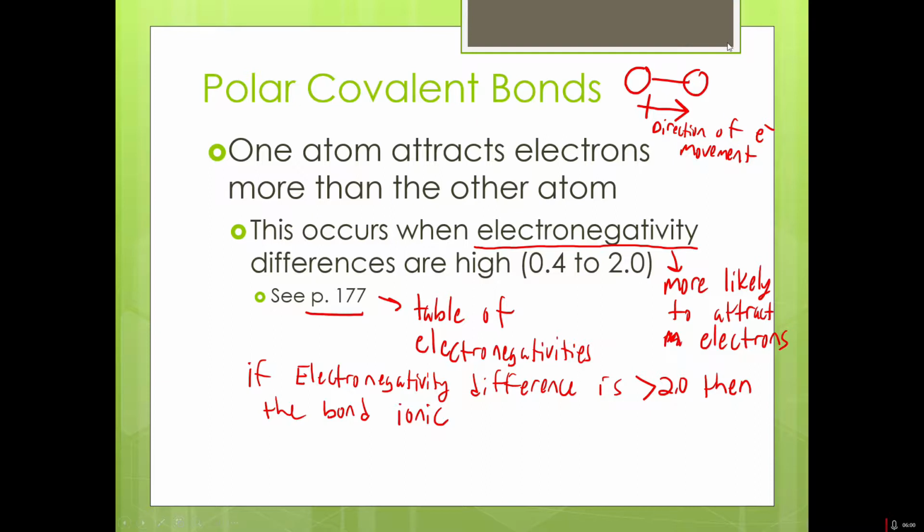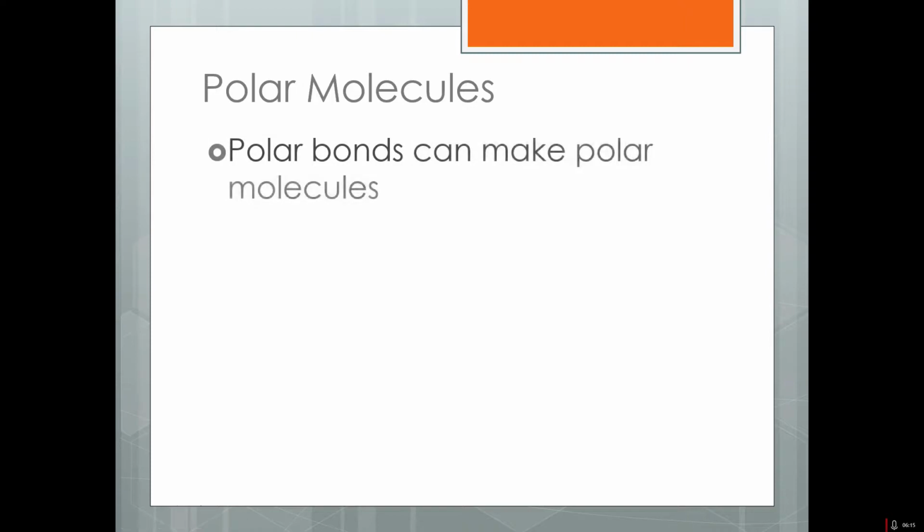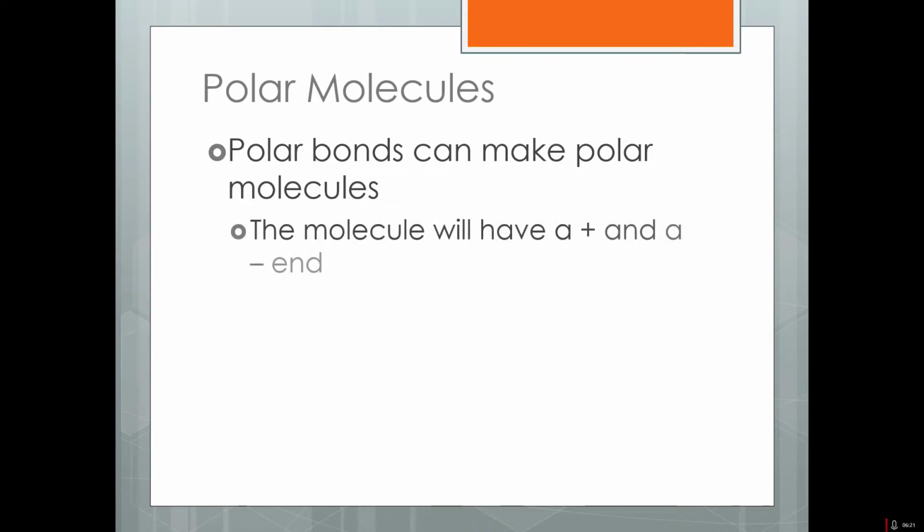Now, polar covalent bonds can lead to what are known as polar molecules. A polar molecule is a molecule that has polar bonds, and if the polar bonds are arranged properly, then the molecule will have an overall positive end and an overall negative end. This means the molecule can be affected by electricity, because it's sort of like an ion, but not quite. Because of the way the electrons are arranged, part of the molecule will be positive and part of the molecule will be negative.